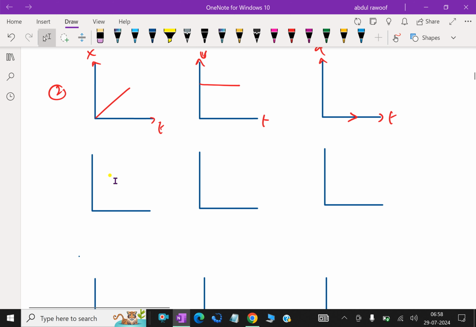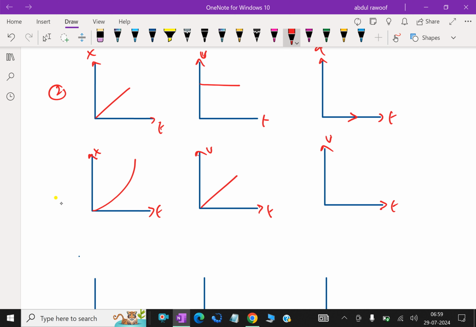Next one, this is variable speed. Here it is variable speed in the x-t graph. This is variable speed in the v-t diagram. It is like this, and then the acceleration-time graph is like this.